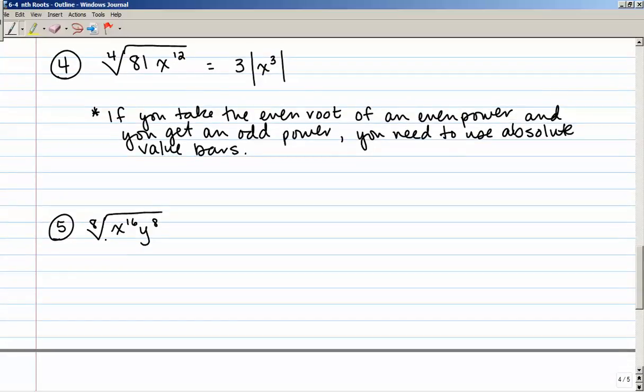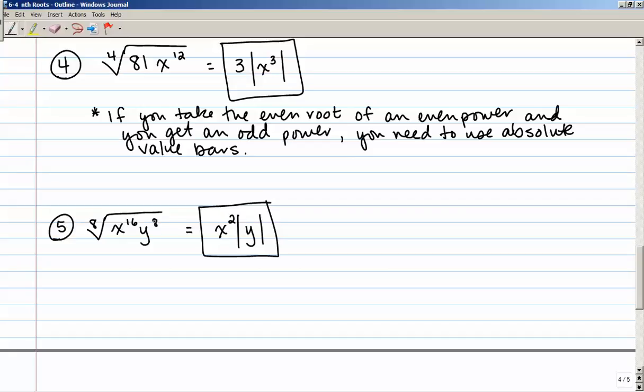Okay, let's take a look at another example here. So now I need the 8th root of x to the 16th power times y to the 8th power. Again, I'm just going to use my division trick. So 16 divided by 8 is 2, so that's going to give me an x squared. The 8th root of y to the 8th is just going to give me a y, but I did the even root of an even power, and I got an odd power here, so I need to put bars around my y. And that's going to be my final answer. Oh, and I forgot to box this one up here. Okay, so even, odd, use the bars.